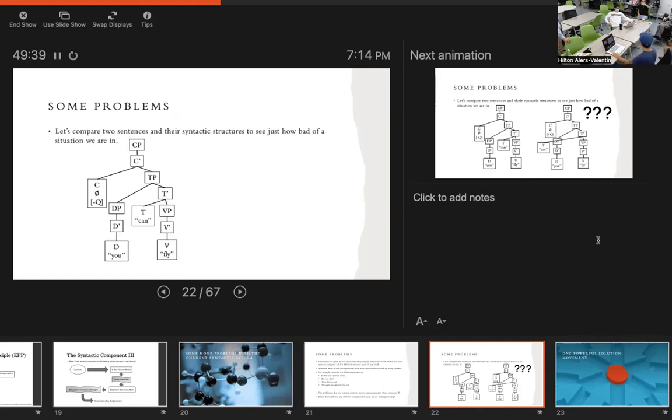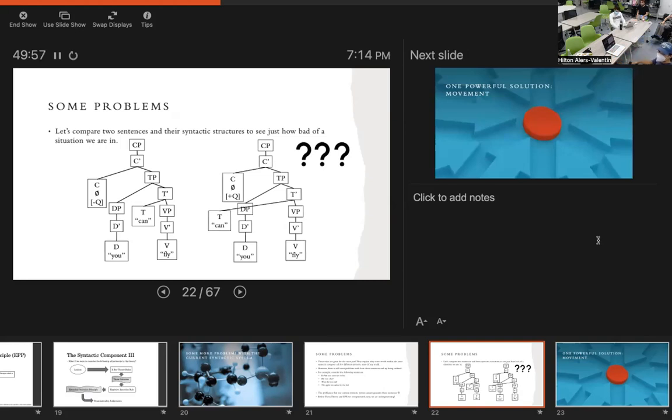Like what was it called last time that you showed? It had the square brackets. The trace, yeah. So the trace stays there. We haven't gotten to trace yet, but yes, when it moves, there will be a trace. But with our current rules, we don't really have a way to put "can" over there, right? That's a bad tree. We can't do that.